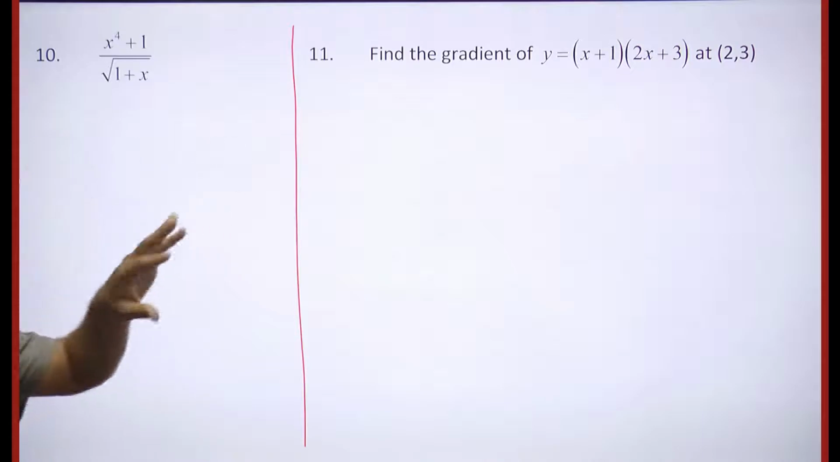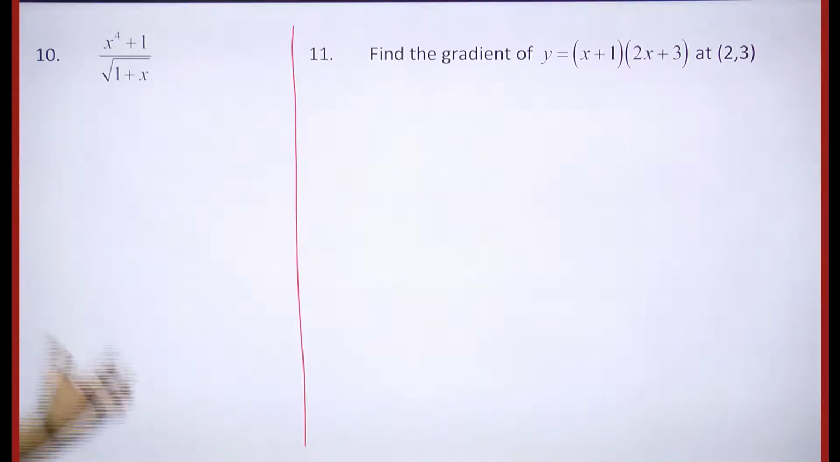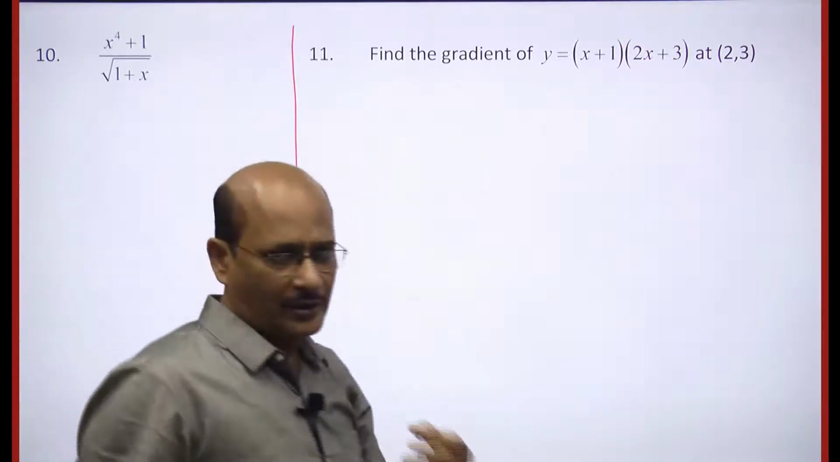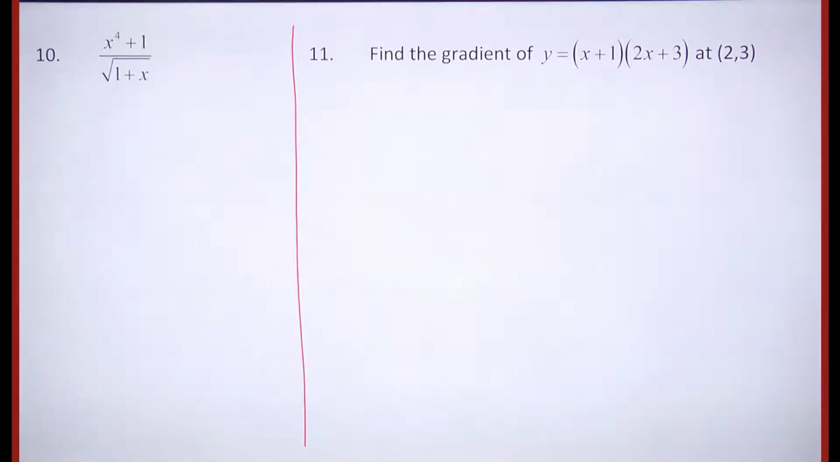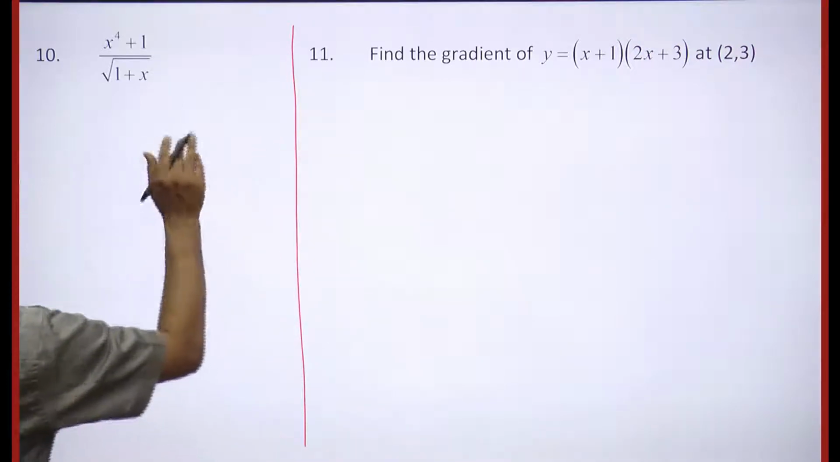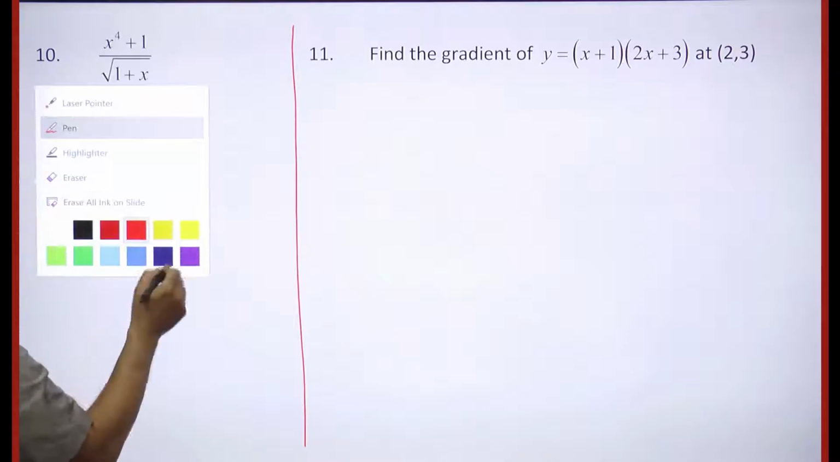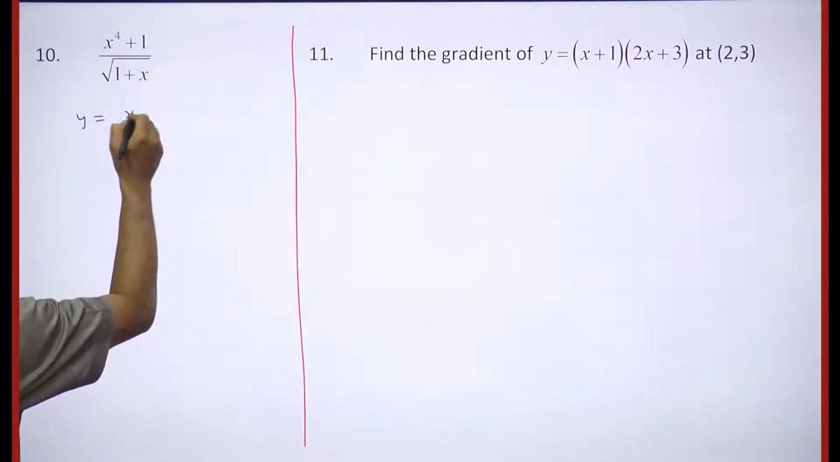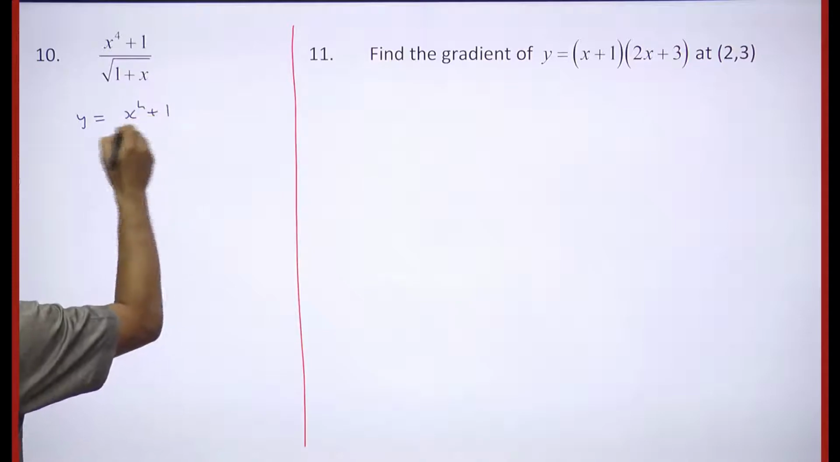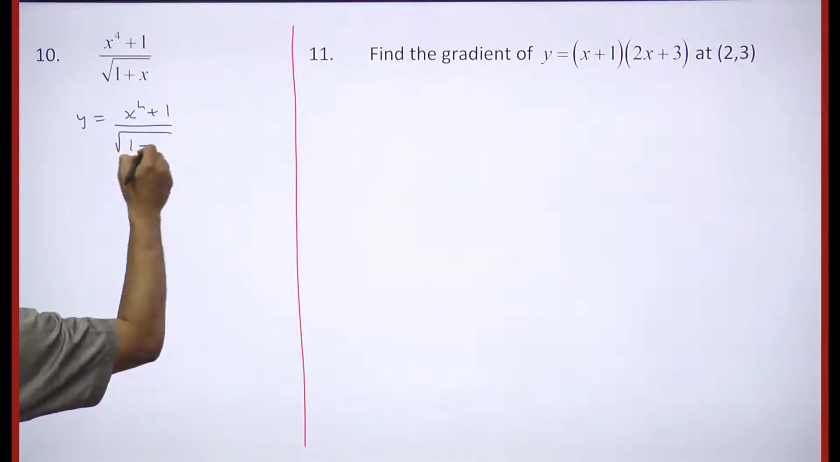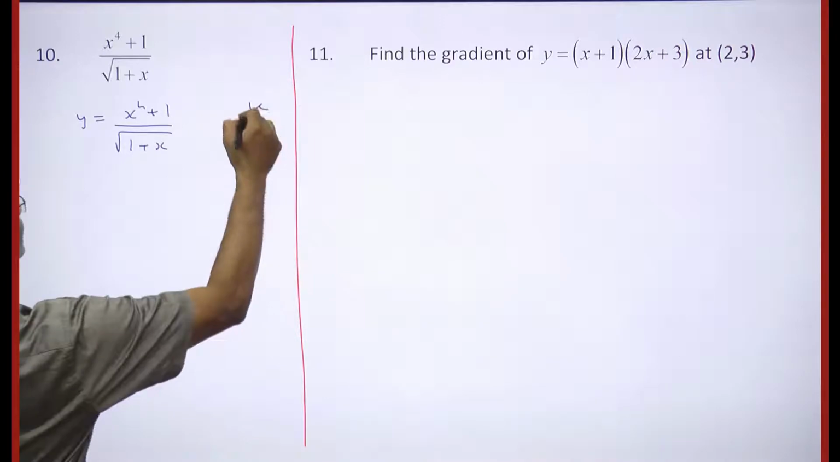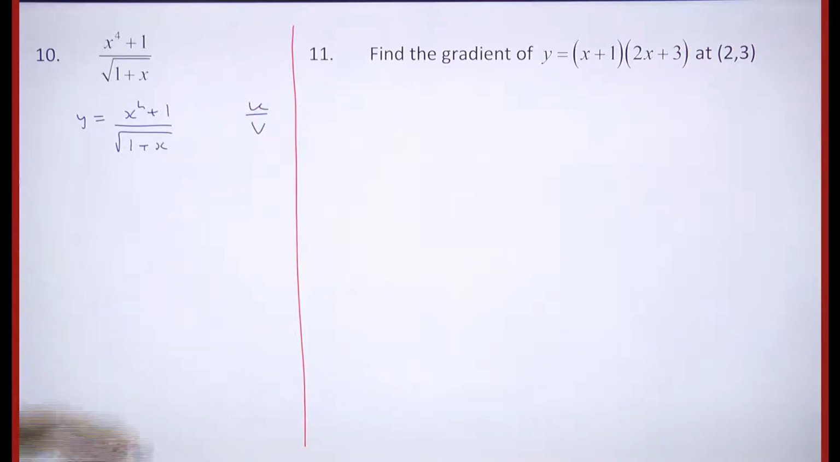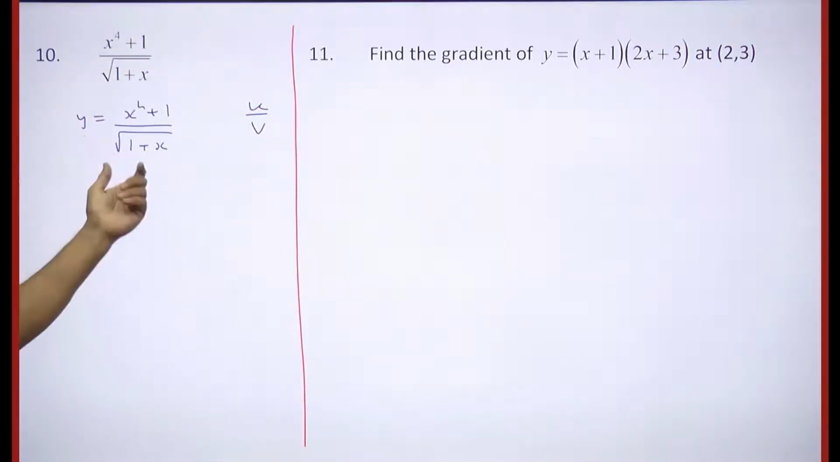It looks big, but it's the same thing we are studying right now, what we are revising. So let us take this up clearly. First thing, I told you, write in terms of y and then say bye bye. So y is equal to x raised to 4 plus 1 upon square root of 1 plus x. Definitely this is the case of quotient rule, because there is one function in the numerator and the other function in the denominator. So you can just go ahead with u by v rule.